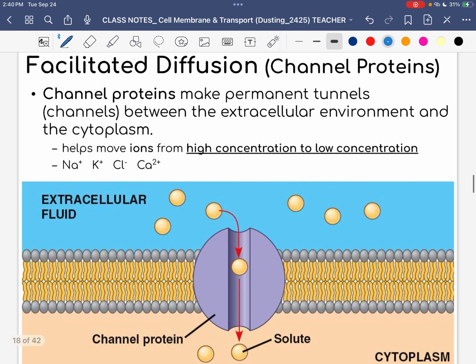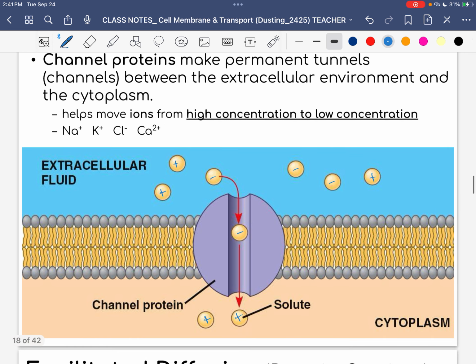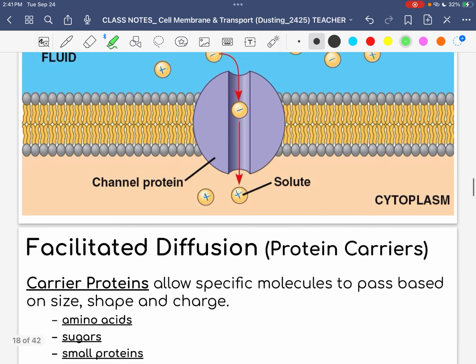So specifically, channel proteins typically help charged particles. So things with a positive or a negative charge might need to go through a channel protein. It's like a tunnel that connects the extracellular environment to the cytoplasm. It's helping those charged ions move from high concentration to low concentration. So things like sodium ions, potassium ions, chlorine ions or calcium ions, these are all things that need to get across the cell membrane. They would do that by a channel protein.